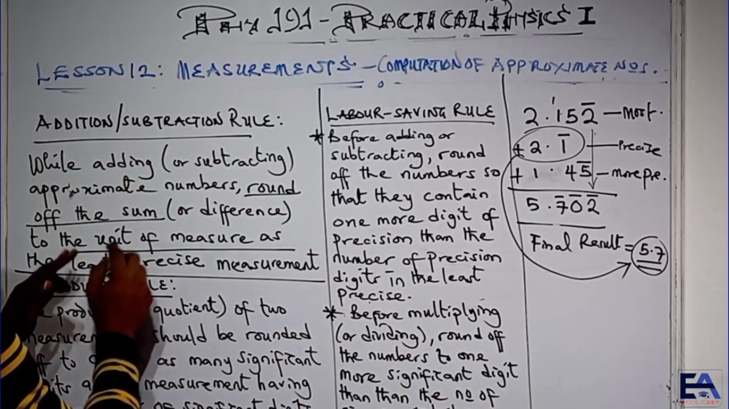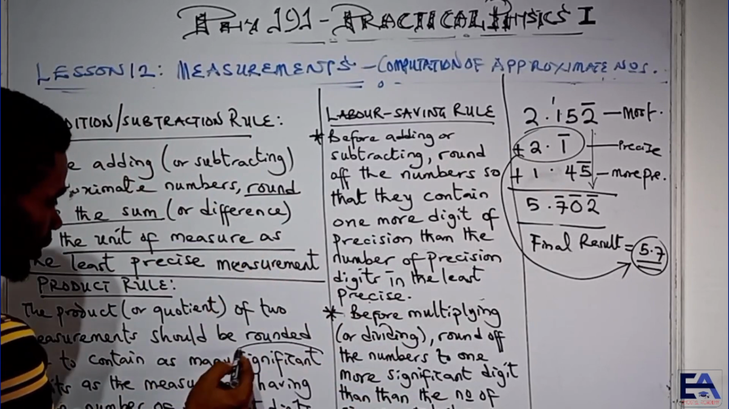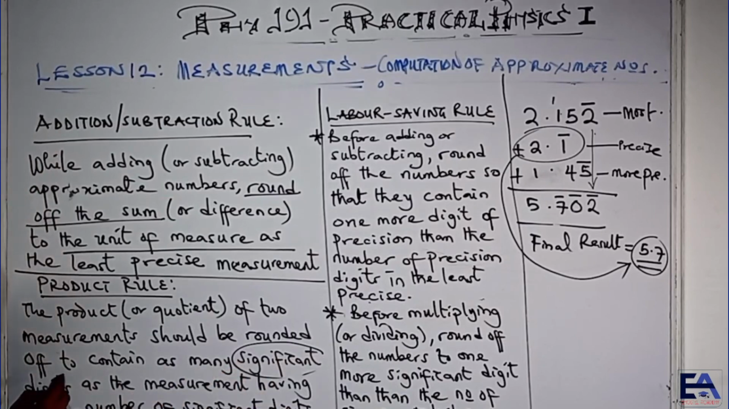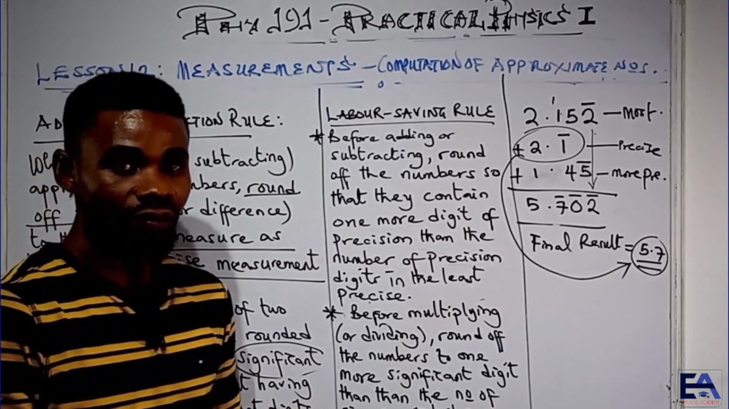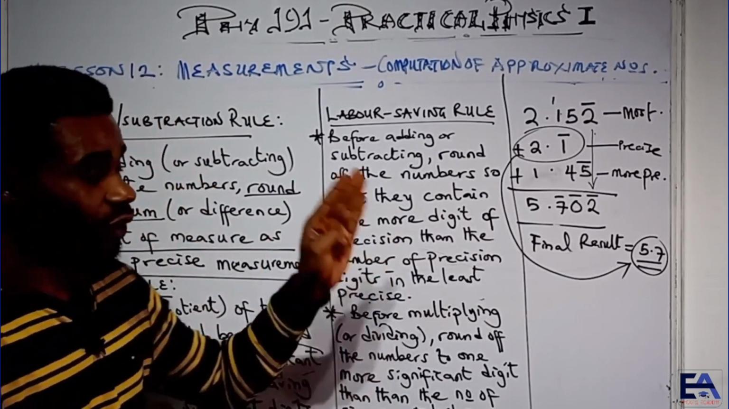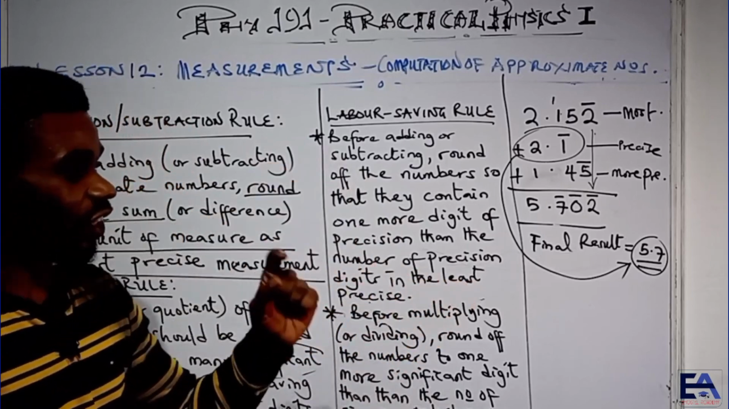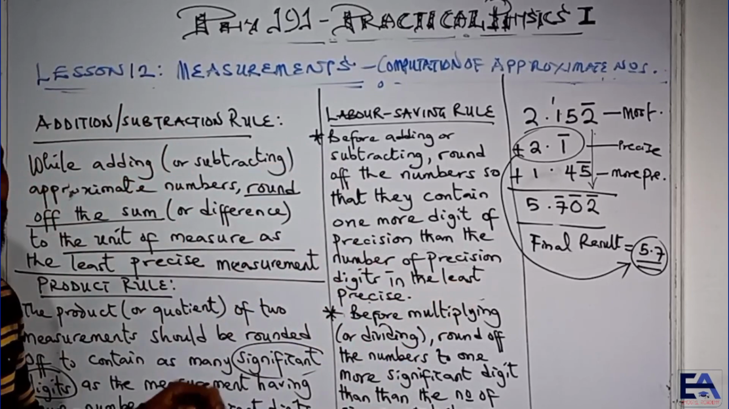This one deals with the precision, while this one deals with what? With significant digits. So we are coming to that. When we get there, you will see. Do you get it now? But when it comes to addition and subtraction, it is more specific about what? About the unit of measure.